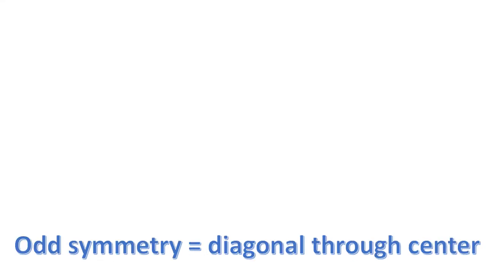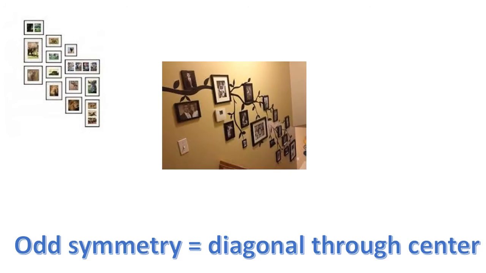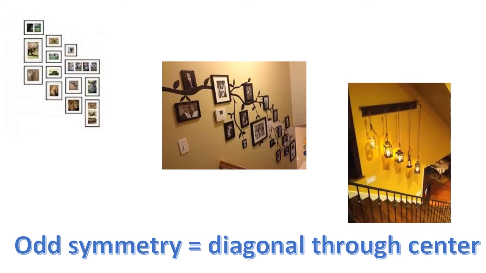Now, odd symmetry is different. It's a diagonal symmetry. Notice here's another photo setting, and it's more of a diagonal setting. They're hung on a diagonal, these pictures are. Along this stairwell, you'll notice someone has created a tree branch, and in process of that, gone with more of a diagonal symmetry. And last but not least, we'll see some lanterns that were hung along a staircase, and that is again at a diagonal, so that is an odd symmetry.